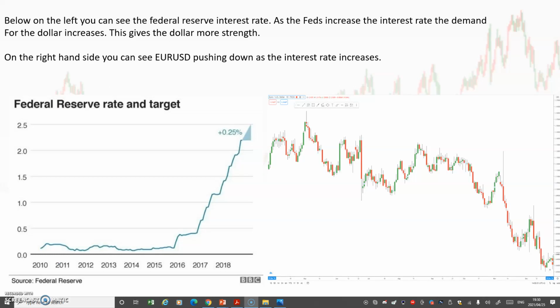So here's an example in 2016. On the left you'll see the interest rate went up, and then on the right you can see USD. Obviously USD is the quote currency, and you can see that when the interest rate went up here in 2016, look at the chart, the dollar strengthened as the chart's going down.